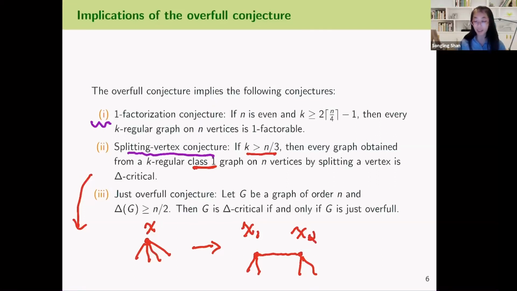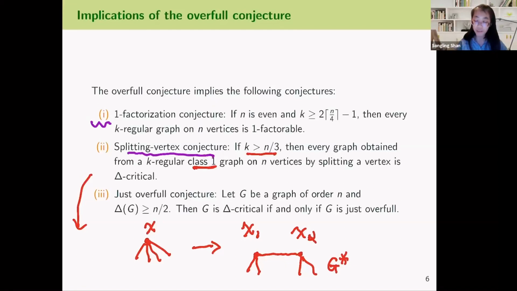Easily, by computing the edges of this new graph, let's call it G star, you will see that G star is overfull, so it is a class 2 graph. In order to prove that it is delta critical, it is equivalent to show that if you take off any edge from G star, the remaining graph is no longer class 2.